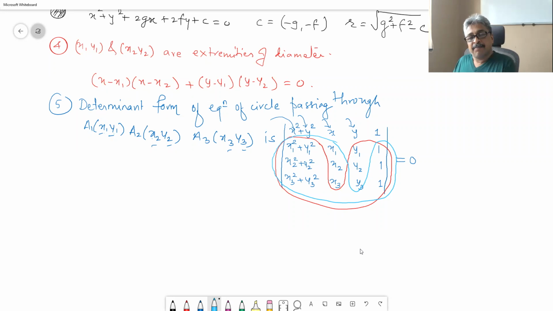Now, if we write it in expanded form, it will be a long expression. But by looking at this determinant and its expansion, the characteristics for a general second degree equation to be a circle, that the coefficient of x square and y square should be the same and there should not be an xy term, are getting satisfied here. Therefore, whoever has fabricated this determinant is great. It gives us the circle passing through these 3 points.